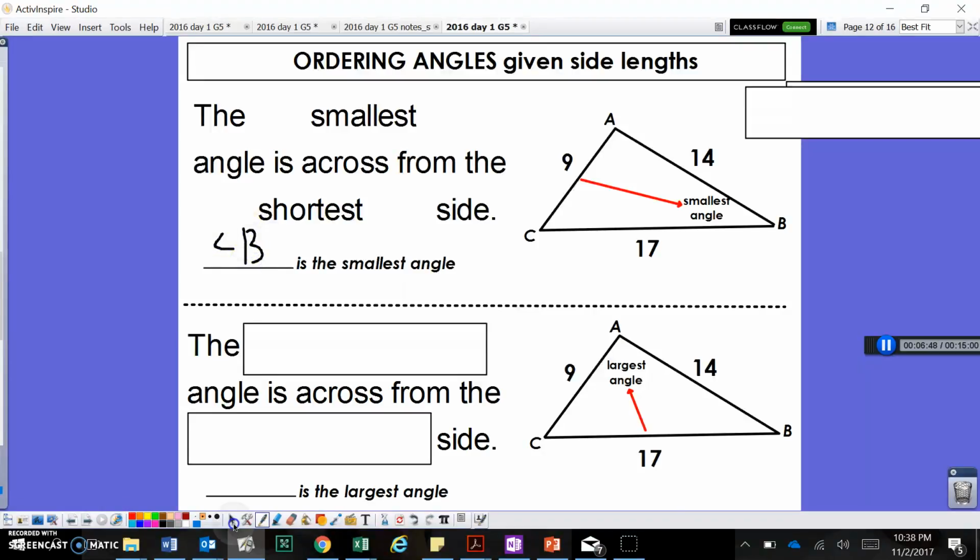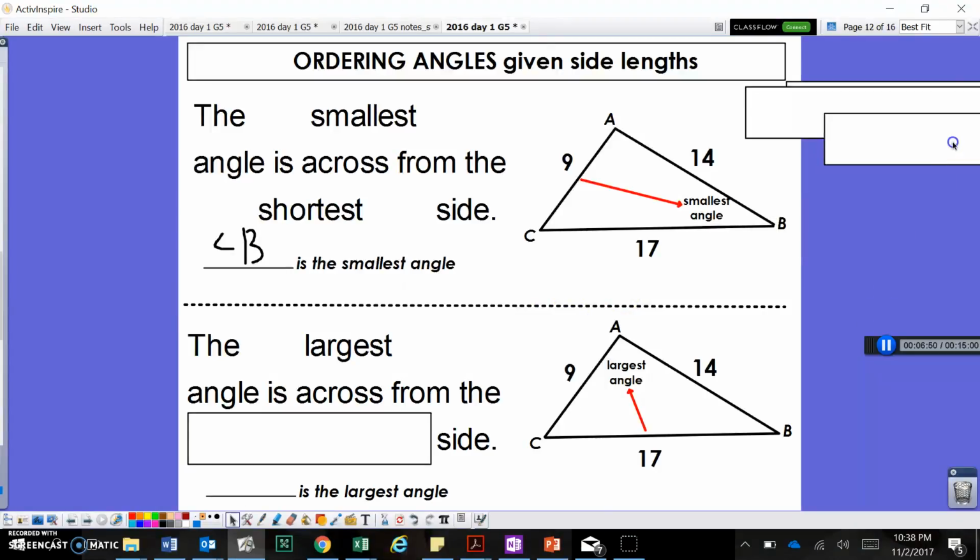Alright, and same with the longest side. The largest angle is across from the longest side. It's kind of like we just repeated our notes. So here, our largest side was BC. So we draw our arrow, and our largest angle will be angle A.